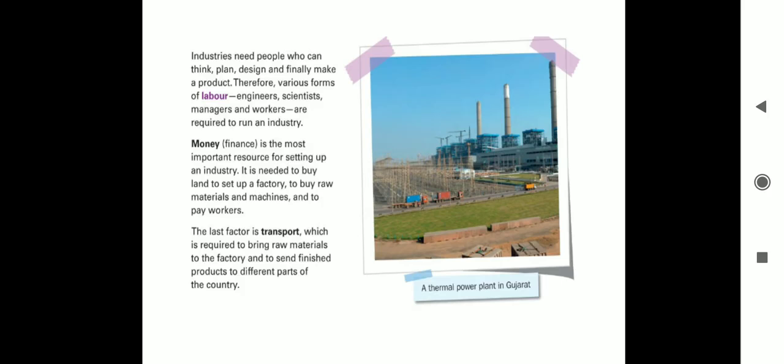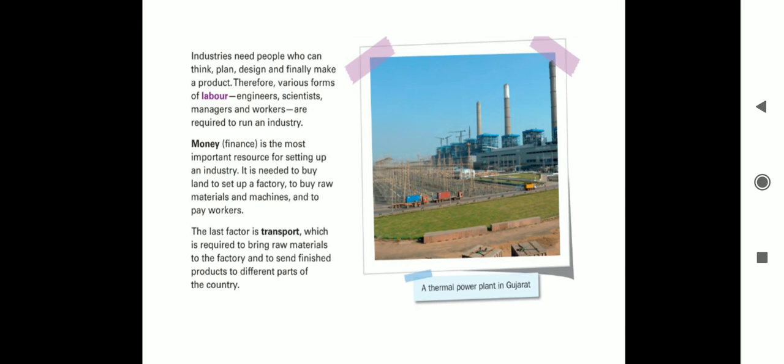So the first thing that we studied was raw materials. The second thing that we studied was the machines. These machines process the raw material to make the finished product. The third thing that is needed for industries is the power. Power is the electricity. The next important factor was the people. They need labor, that is, people are required to run the industry.